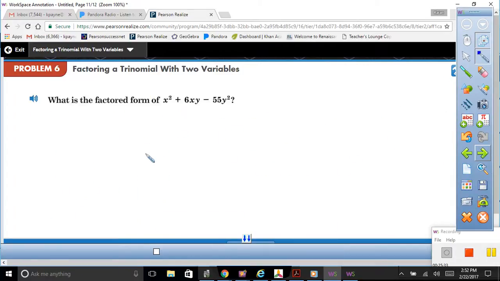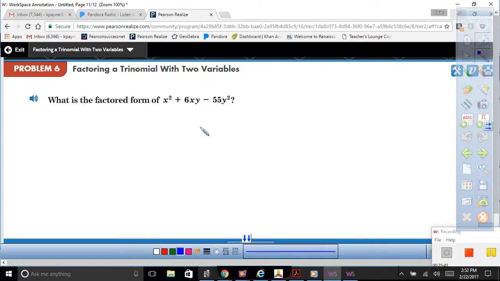Okay, finally, last example. So this is back on notebook paper. We have x squared plus 6xy minus 55y squared. So the difference here, and it does look kind of crazy, but it's really not that much more complicated, is that we've just added in this second variable. Well, that's really not going to change much of what we do to find our answer.